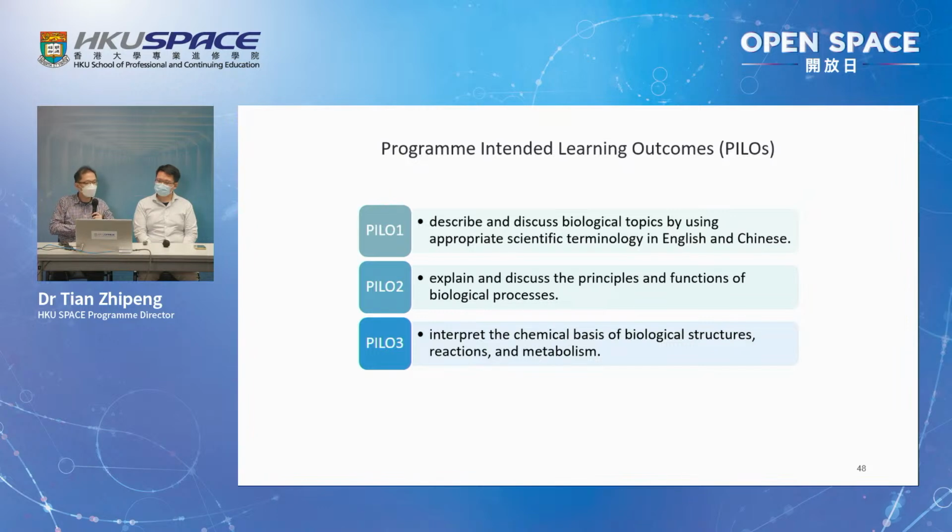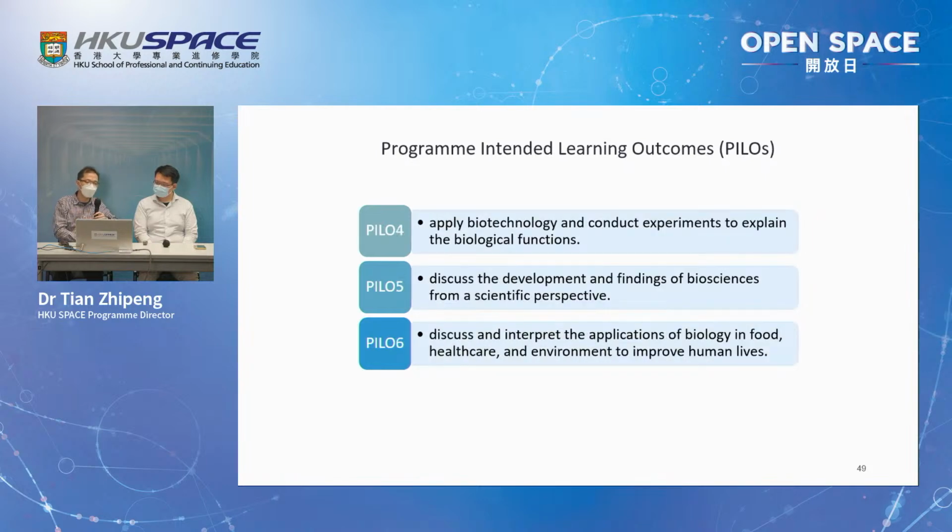Well, the second learning outcome is that you would be able to explain those principles and functions of biological process. So what's happening, you should be able to understand fundamental biology. Well, the third learning outcome is to interpret those chemical basis of biological structure, reactions, and the metabolism. If you know, then we call this biochemistry. So how those chemical reactions happen in our body, in our cell, can finally support all the process of no matter human or other live animals or plants. So that's again very scientific subject topics.